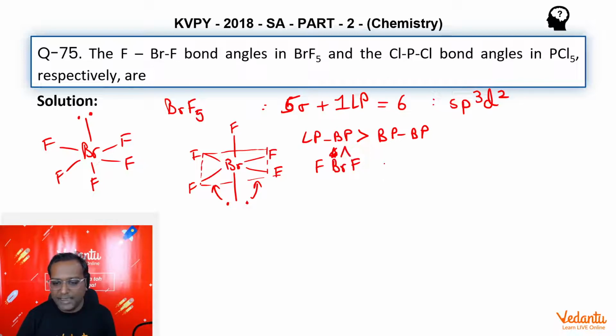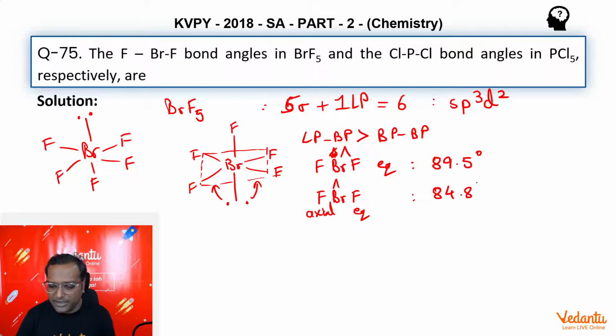When the Br-F equatorial bonds are pushed upwards, we see that the F-Br-F angle in the equatorial bonds comes out to be roughly 89.5 degrees. And when we talk about the vertical F, that is the axial Br-F, and the horizontal F, the equatorial Br-F, we notice that the bond angles are roughly 84.8 degrees. Earlier they were horizontal, but due to the lone pair, they will definitely go up. When they go up, the equatorial angle and the axial-equatorial angle are different. So all the angles in BrF5 are different.